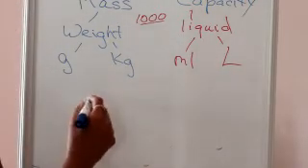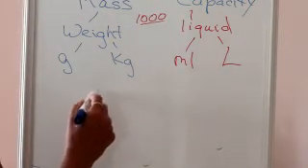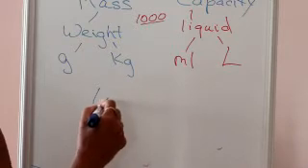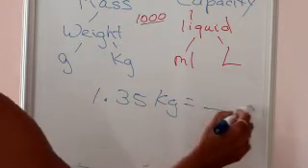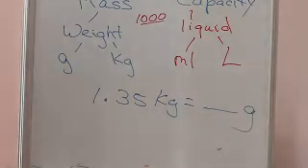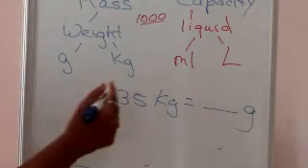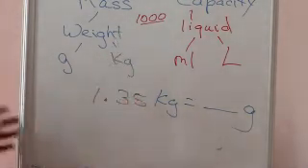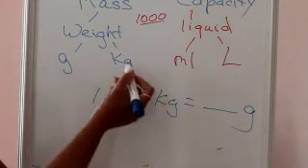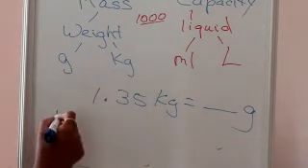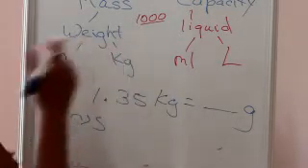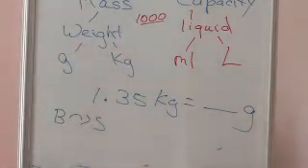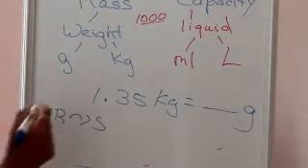All right, if I've got 1.35 kilograms, that is going to equal how many grams? All right, first, am I going bigger to smaller or smaller to bigger? I am going bigger to smaller. When I go bigger to smaller, am I multiplying or dividing? That's right, I am multiplying.